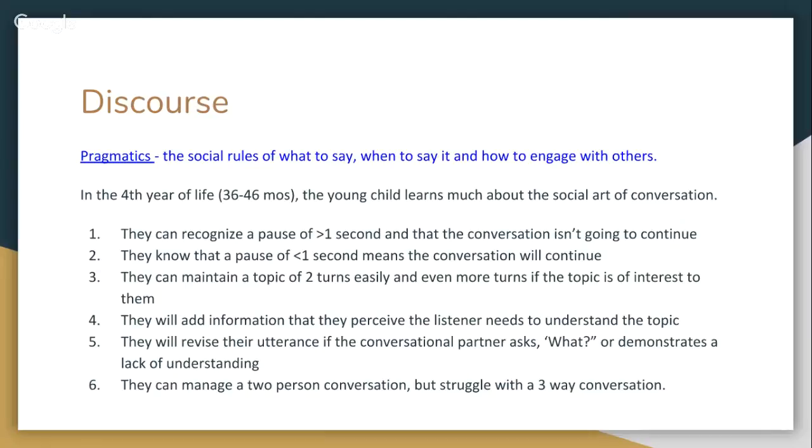When they perceive a listener doesn't understand them or is having trouble, they will add information to what they've told the listener. If the conversational partner or listener asks what, they will revise what they've said and change it, or they may just repeat exactly what they said. They do fine with two-way conversations, but they start to struggle when three people are involved. Keeping up with the triad is difficult.